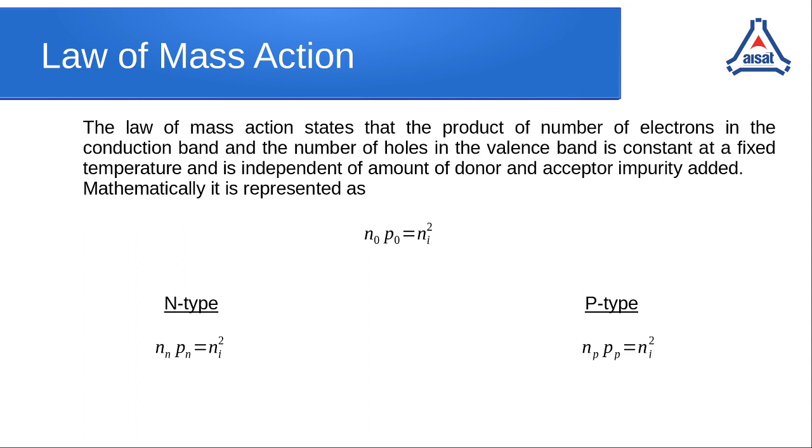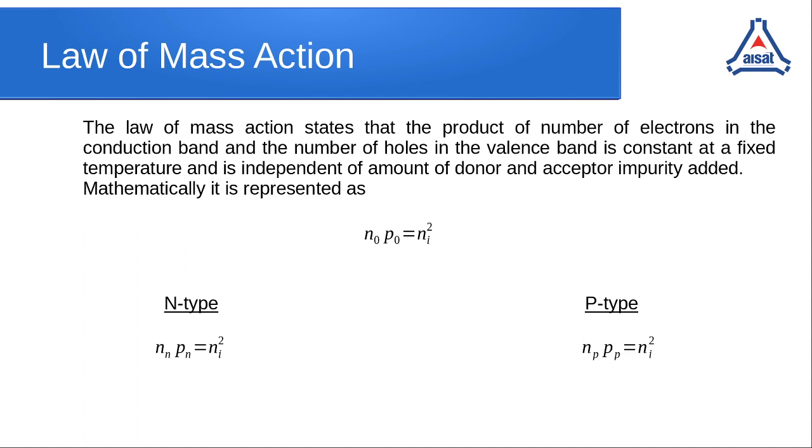In other words, the law of mass action states that the product of the number of electrons in the conduction band and the number of holes in the valence band is constant at a fixed temperature and is independent of the amount of donor and acceptor impurities added.